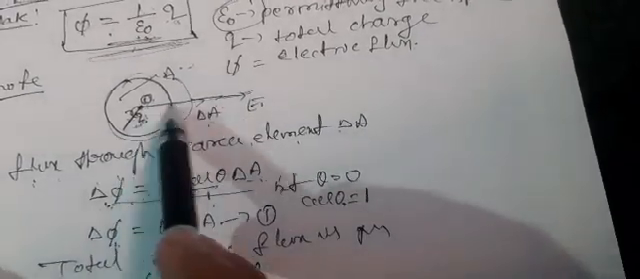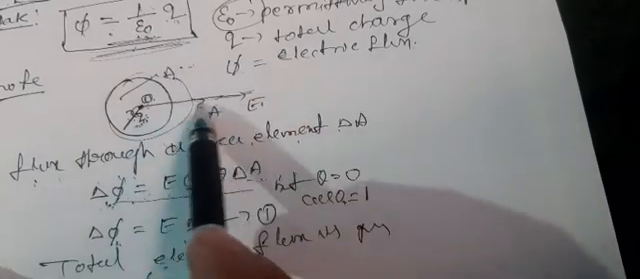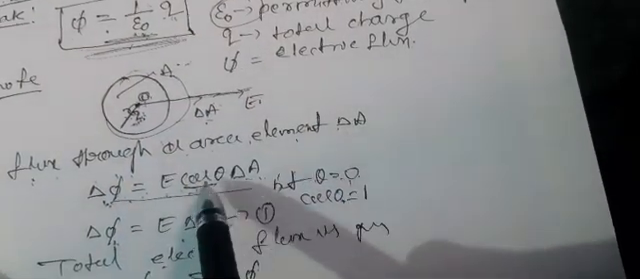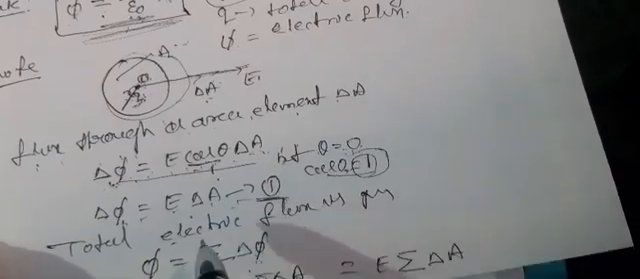The direction of the electric field line is along the normal, so the angle theta is 0. Substituting theta equal to 0, cos 0 is 1. So delta phi is equal to E into cos 0, which is 1, into delta A. That is equation number 1.